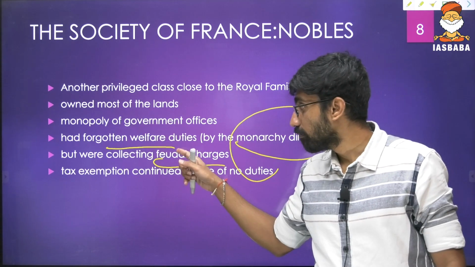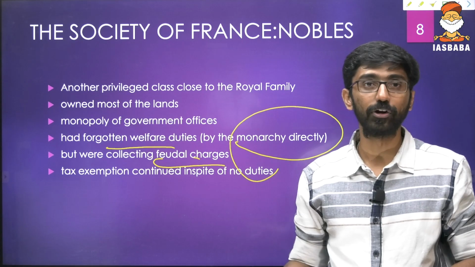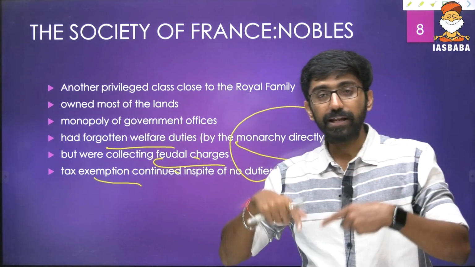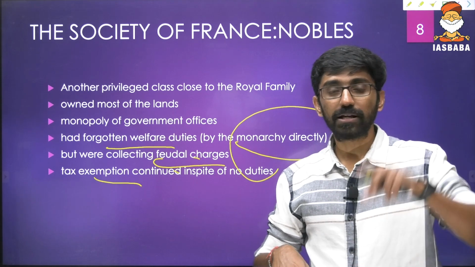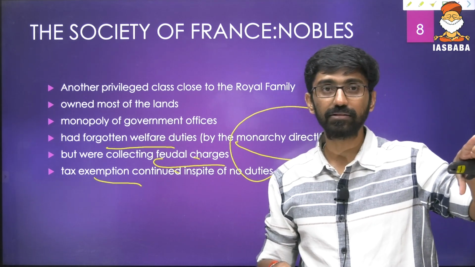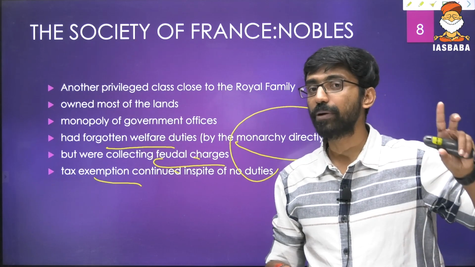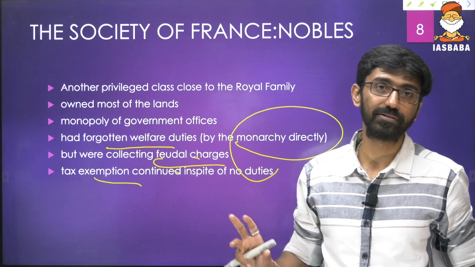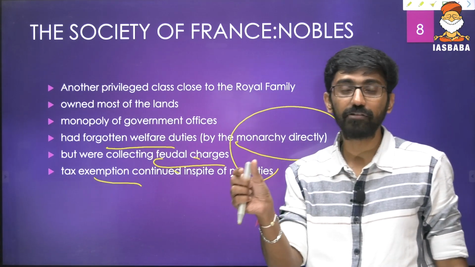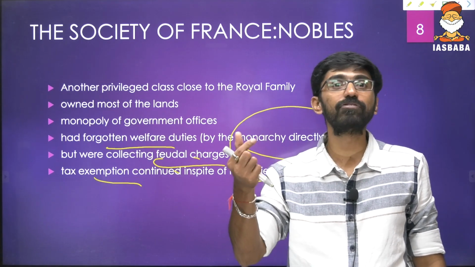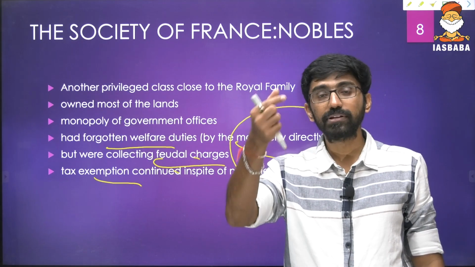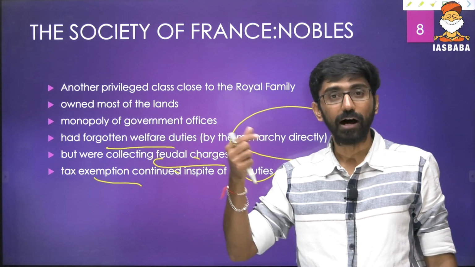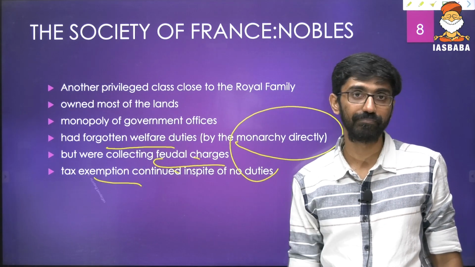And because they claimed they were doing the welfare duty, there were tax exemptions for them. People had to pay taxes, but these nobles did not have to pay any kind of taxes. And why did they not have to pay taxes? Because they had the duty towards these people, but they had forgotten their duties. Now people challenged that they should not collect these feudal charges. At the same time, these nobles should be taxed by the government, by the monarchy. But the monarchy was not taxing them, assuming they were doing their duty, but they were not doing the duty.